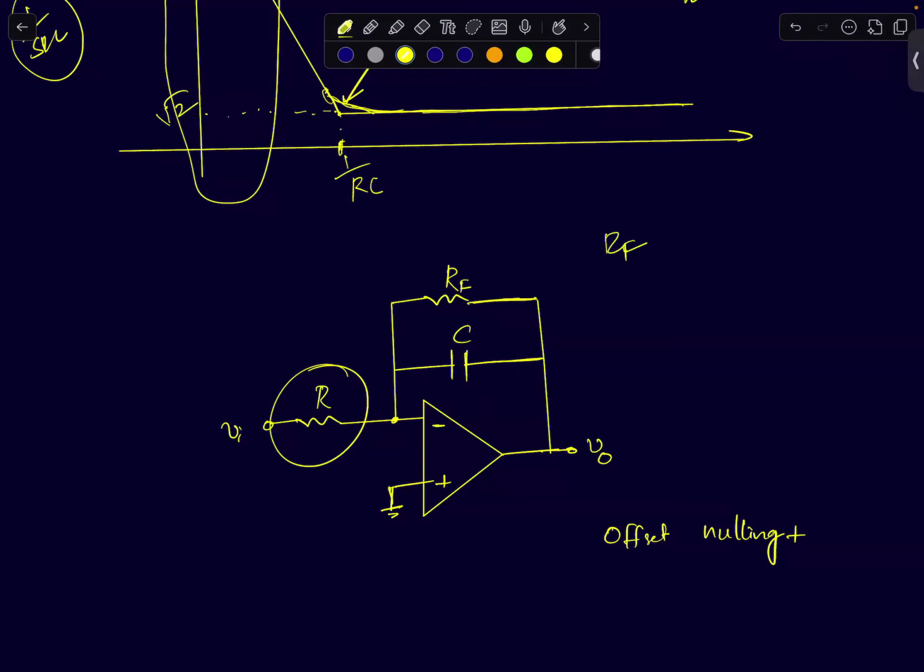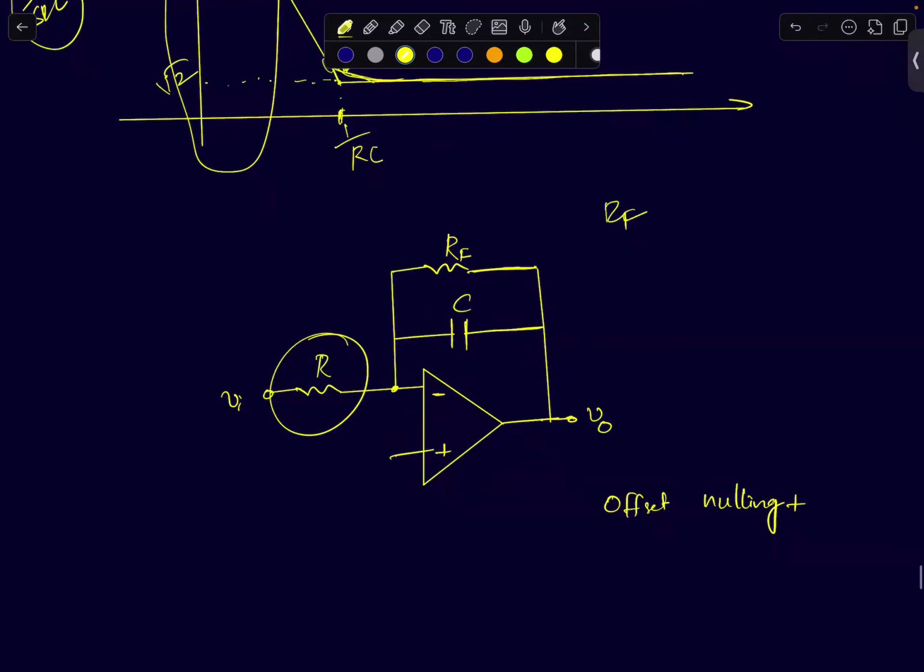Once you include RF, at DC I can ignore the capacitor. There is a DC feedback present in the circuit. This is the inverting amplifier circuit we just analyzed in the previous lecture, where we saw the different kinds of offset voltages and bias currents, their impacts, and how to deal with them using offset nulling. So we can apply offset nulling on this circuit to take care of those offset and bias current problems.